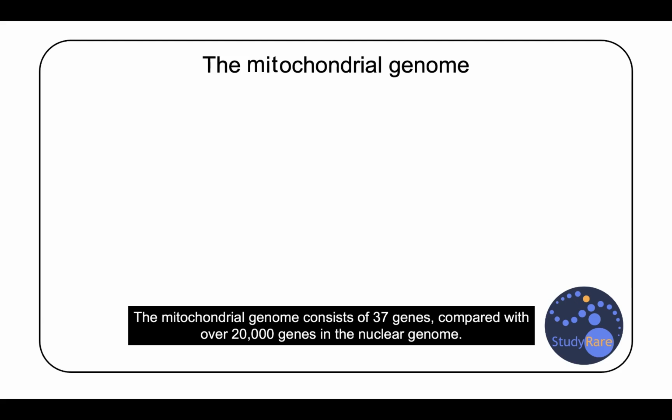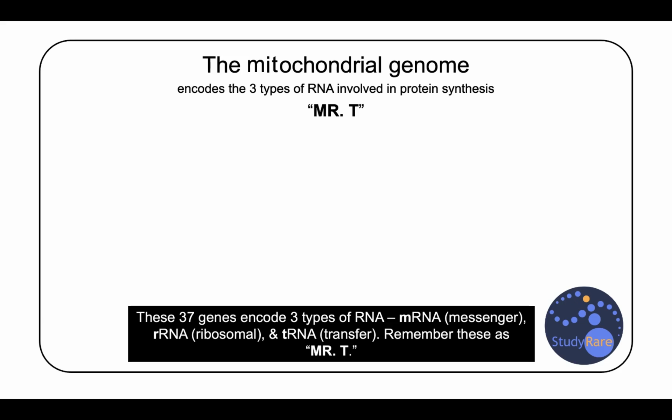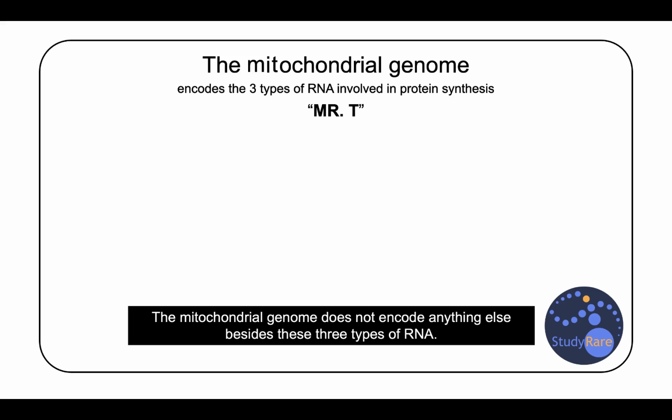The mitochondrial genome consists of 37 genes compared with over 20,000 genes in the nuclear genome. These 37 genes encode three types of RNA: mRNA, rRNA, and tRNA. Remember these as Mr. T. The mitochondrial genome does not encode anything else besides these three types of RNA.